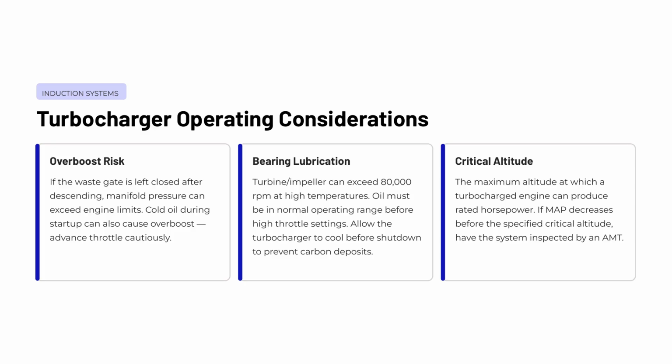Third, critical altitude. This is the maximum altitude at which a turbocharged engine can still produce its rated horsepower. If you notice manifold pressure dropping below the specified value before reaching that critical altitude, this is a sign the system is not performing correctly and should be inspected by an aviation maintenance technician before further flight. Understanding these considerations helps you operate the turbocharger safely and extend the life of the engine.